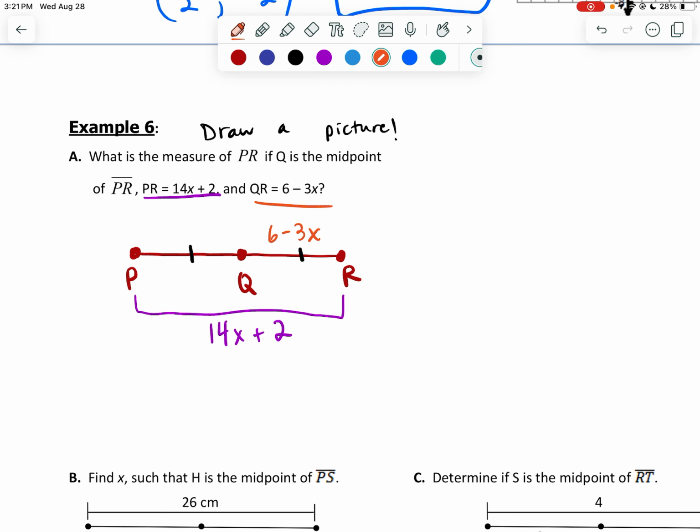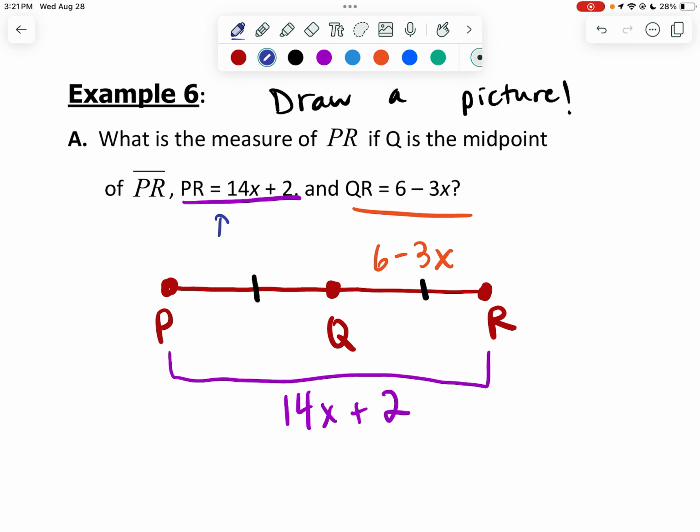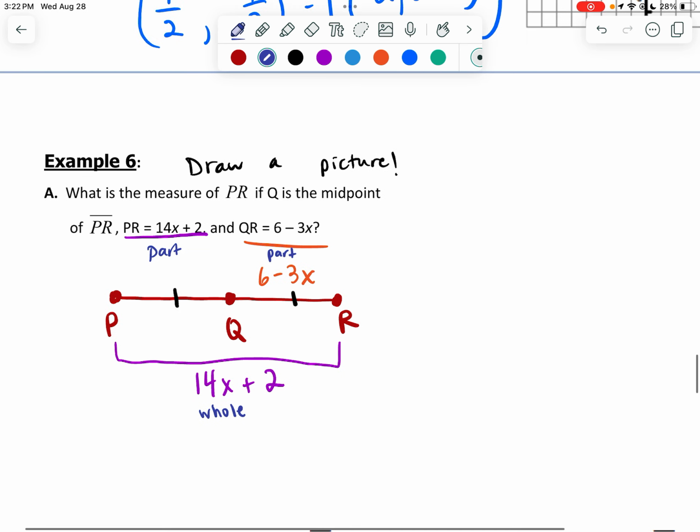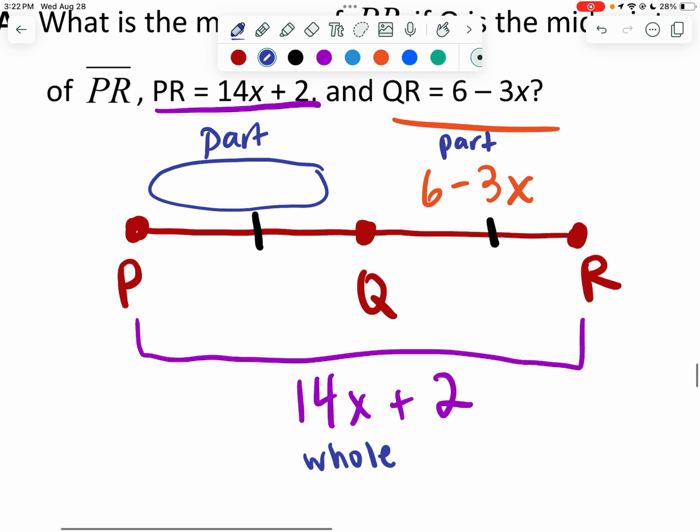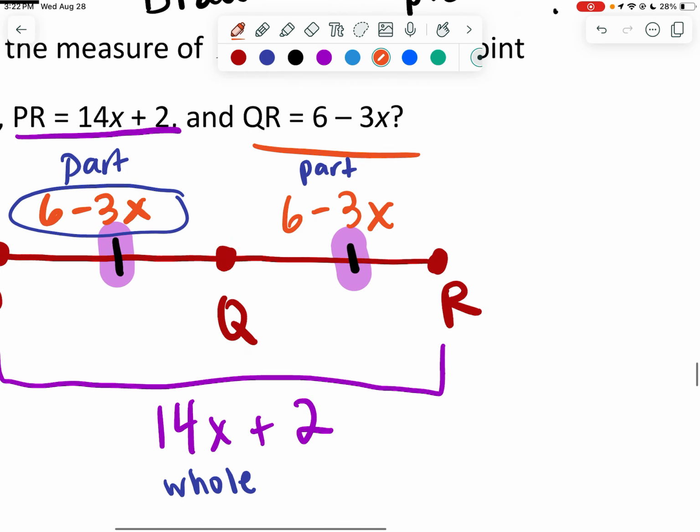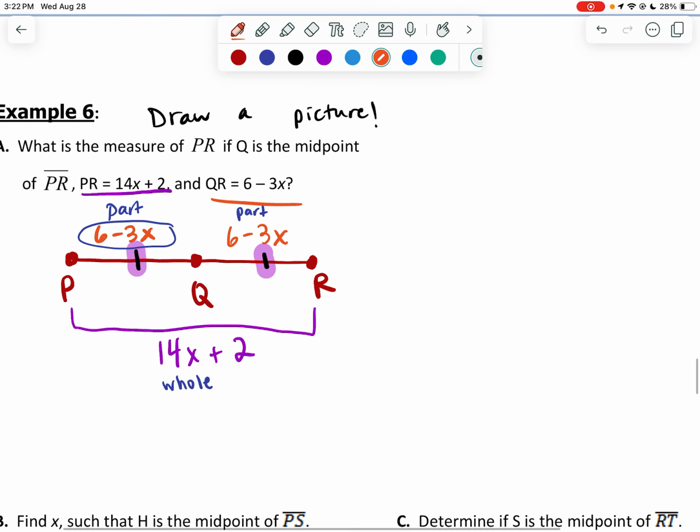Okay, so this is kind of like what we did the other day, but this one we don't have some information, right? We always want to do the part plus the other part equals the whole thing. Well, the problem is I don't have that first part, but we do know in this case that these two halves are the same thing, right? So if one half is 6 minus 3x, then this half is also 6 minus 3x.